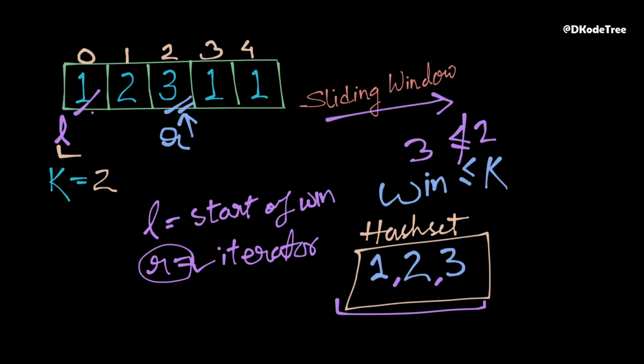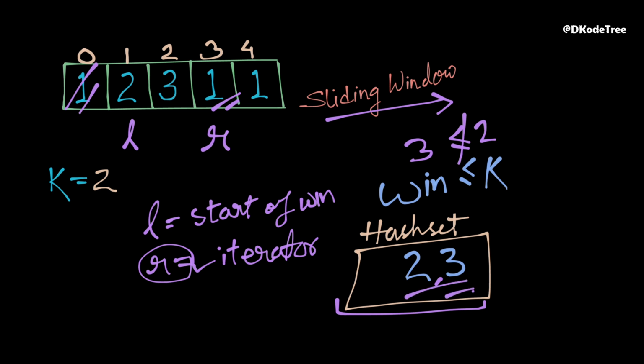That means we have to remove the leftmost element, that is 1, from our hash set and move our left pointer by 1 to slide the window. So now our left pointer is at index 1 and our window has again reduced to size k. Next we move our right pointer to index 3 where the element present is 1. Now we check our hash set or window, but our hash set does not contain element 1. So we add it to our hash set.